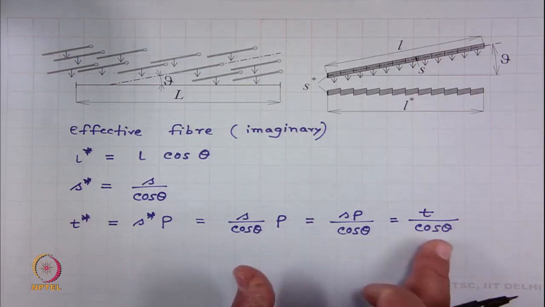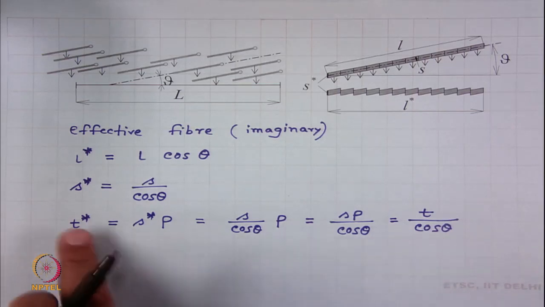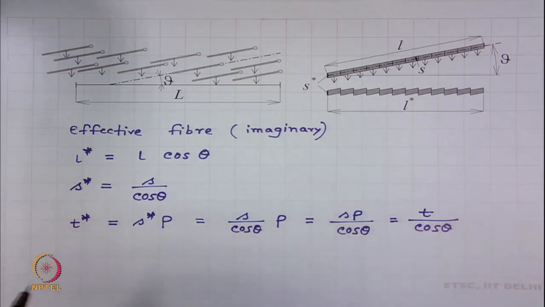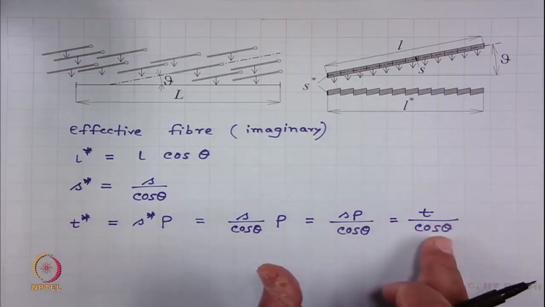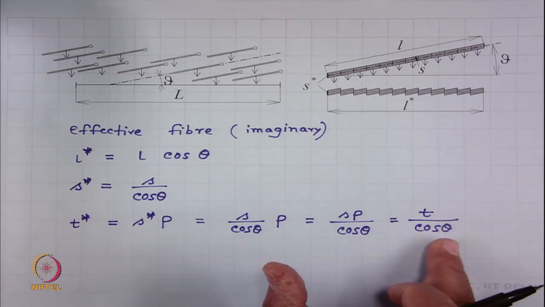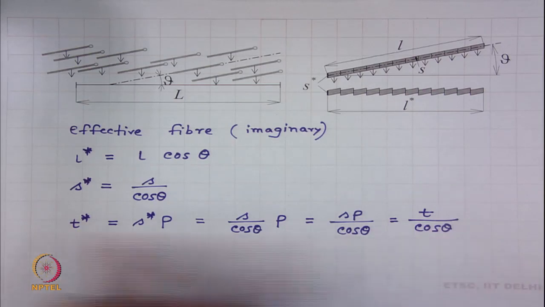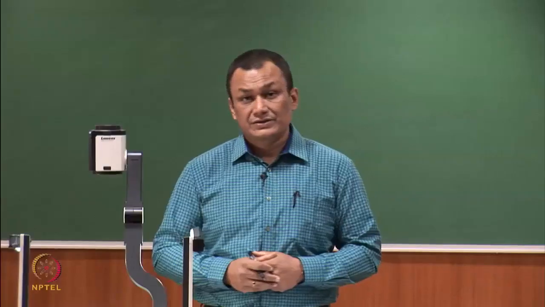When theta is equal to 0, cos theta is equal to 1, T star is equal to T. When theta is greater than 0, then cos theta is less than 1. So, T star is greater than T. So, the effective fiber will be coarser than the oblique fiber when they are inclined at an angle theta.